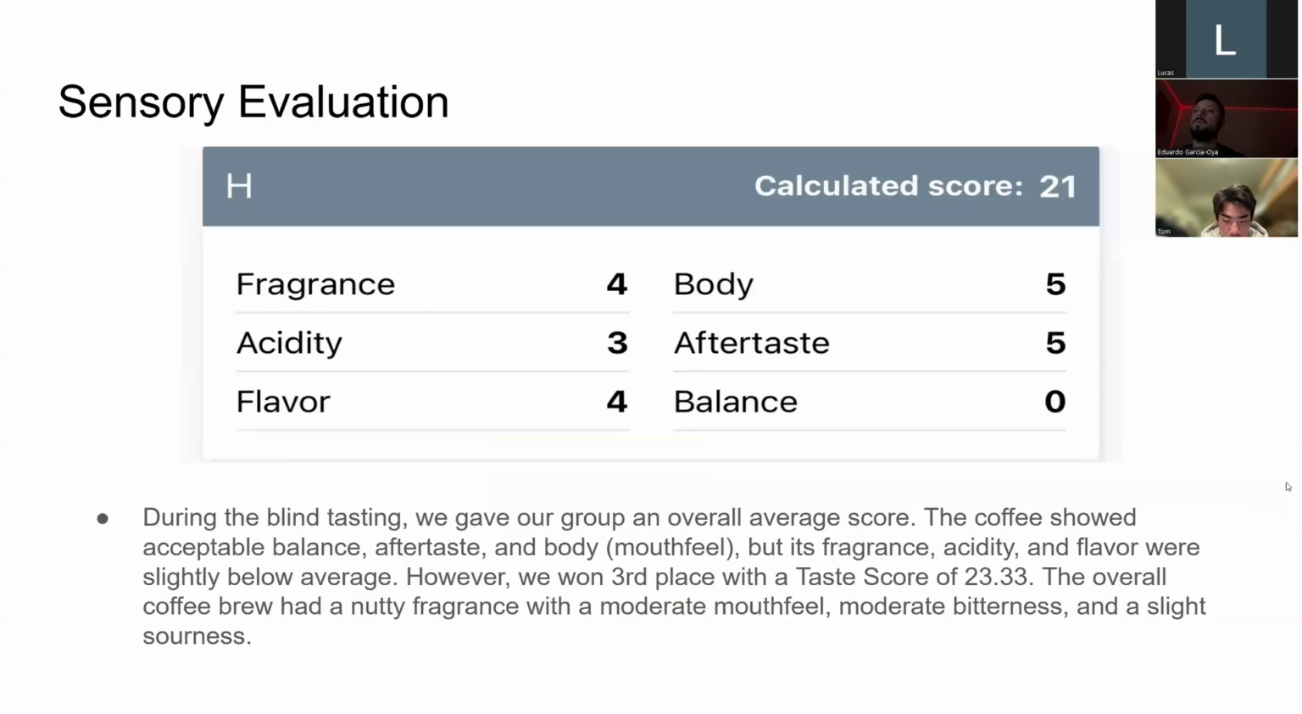And moving on to the sensory evaluation. During the blind test, we gave our group an overall average score. As you can see, it's only 21. The coffee showed acceptable balance, aftertaste, and body, but its fragrance, acidity, and flavor were slightly below average. However, we still won third place with a taste score of 23.33. The overall coffee brew had a nutty fragrance with a moderate mouthfeel, a moderate bitterness, and a slight sourness.